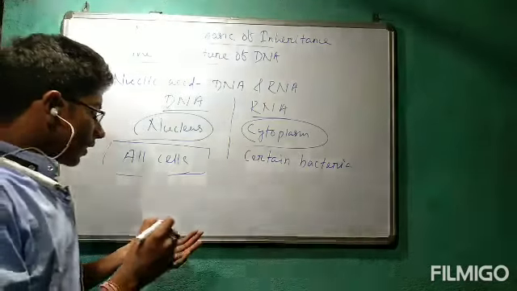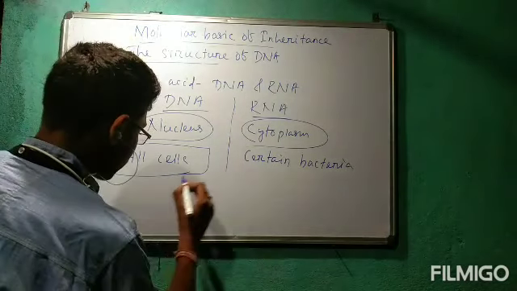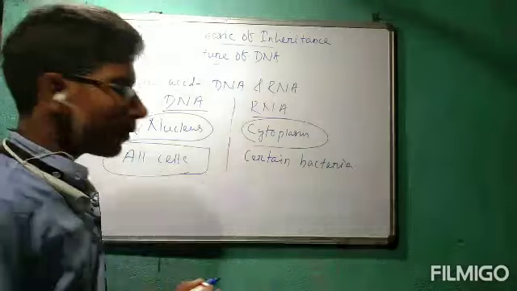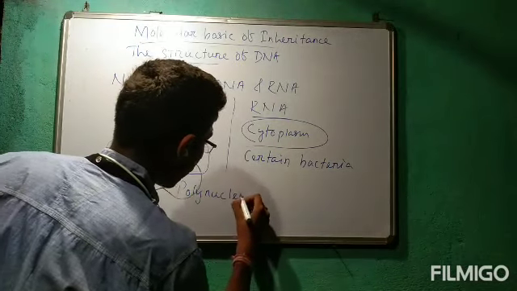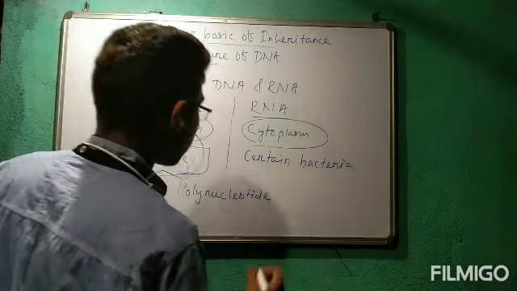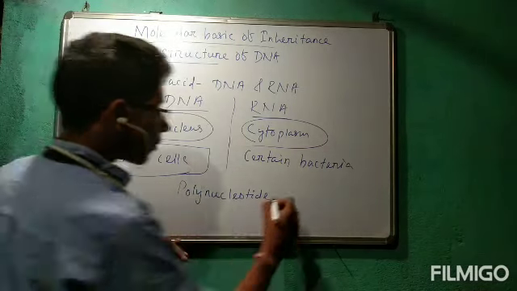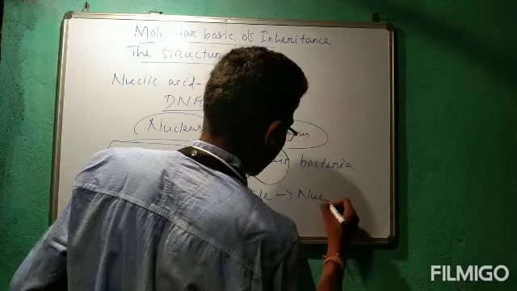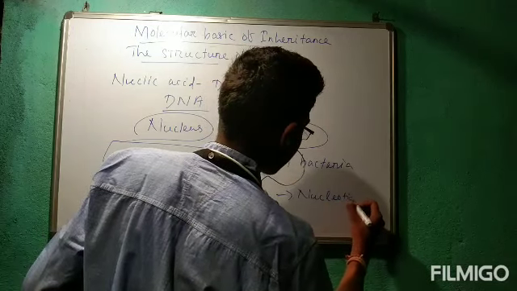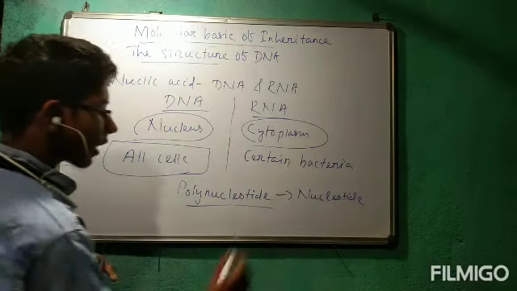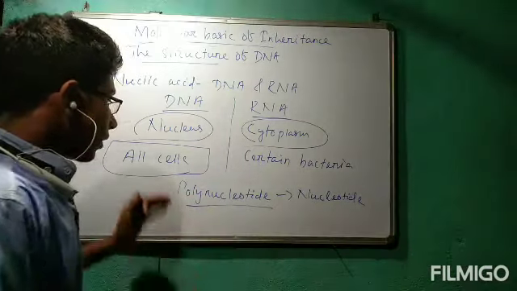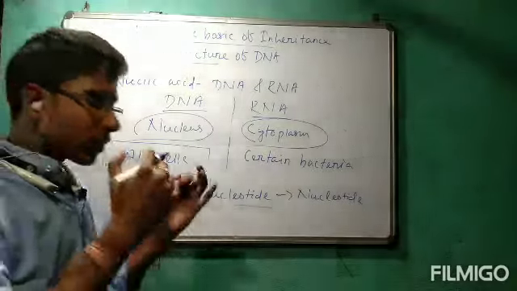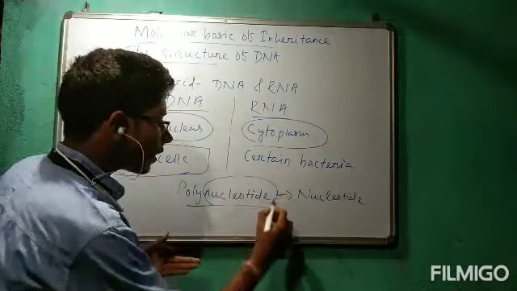Then there is one important question that comes in the exam: polynucleotide. What is polynucleotide? The polymer of nucleotide is called polynucleotide, which is an important question in the exam. We discuss this polynucleotide part briefly.